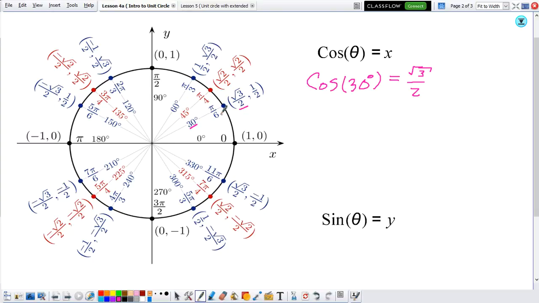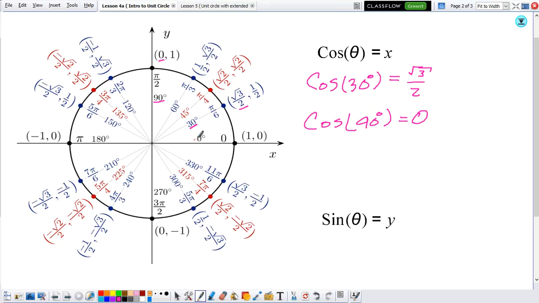Now, let's do another example. Let's try to find the cosine of 90 degrees. So what is the cosine of 90 degrees? Look at the angle. This is 90 degrees. Look at the coordinate point that it has. It has the coordinate point of 0, 1. We know that for cosine, we look at the x. So the x coordinate is 0. That means that the cosine of 90 is equal to 0.